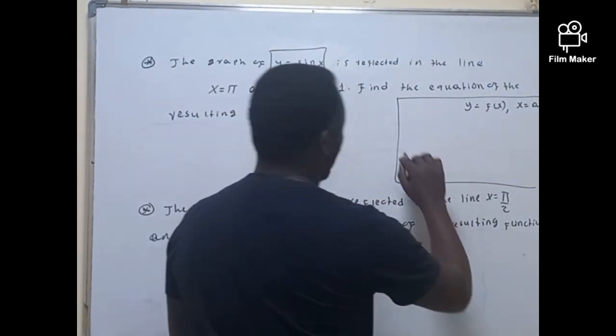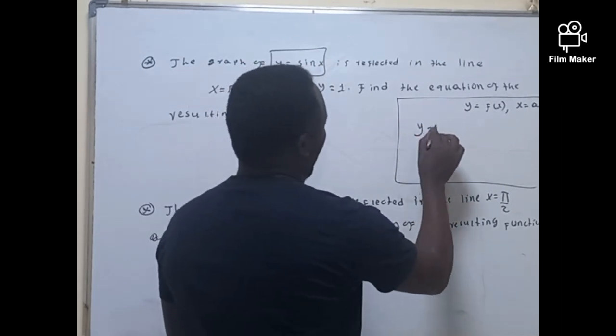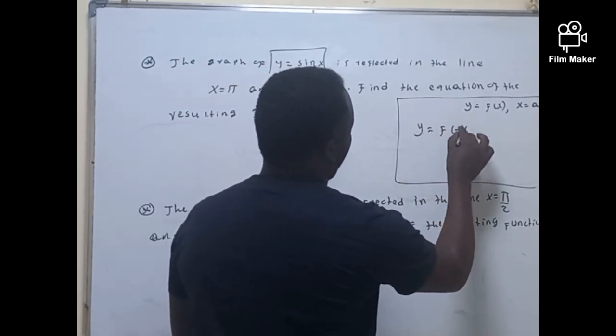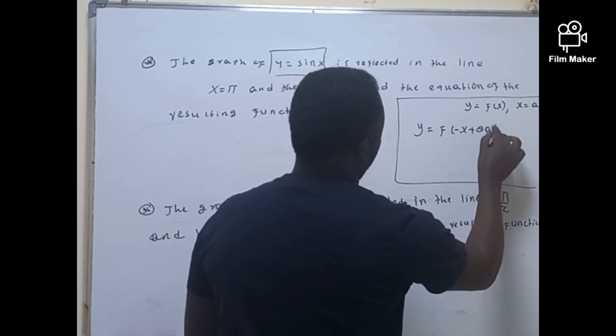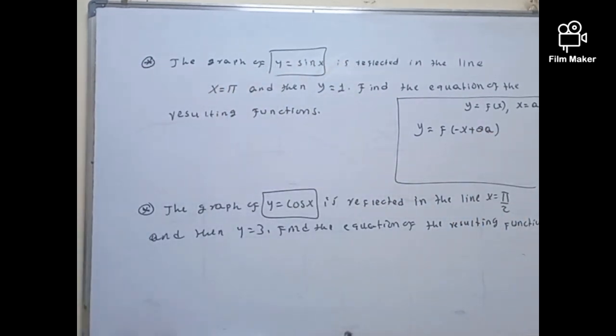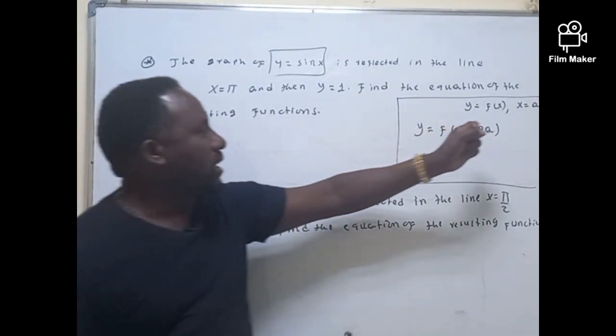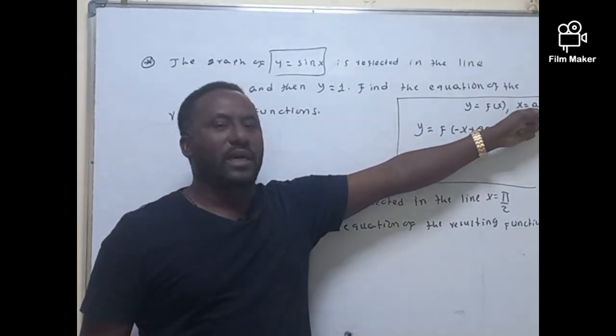So this is the technique, the formula. y is going to be what? f of minus x plus 2a. This is the image of the function. This will be the image of the function after we have reflected it with the vertical line x is equal to a.